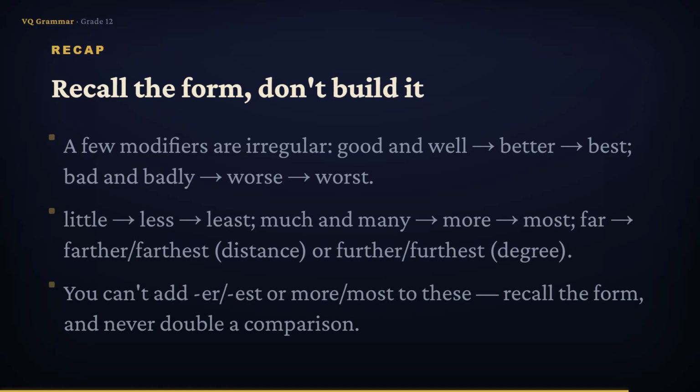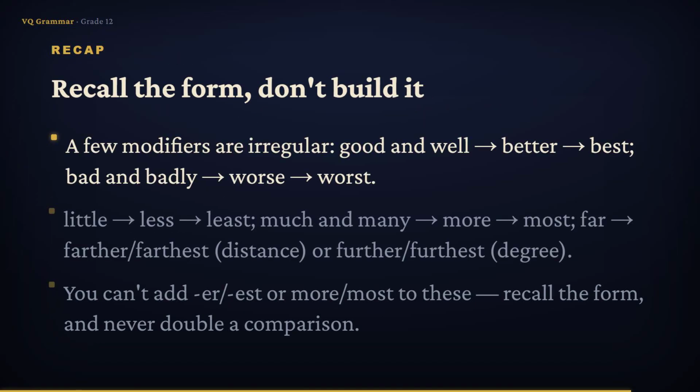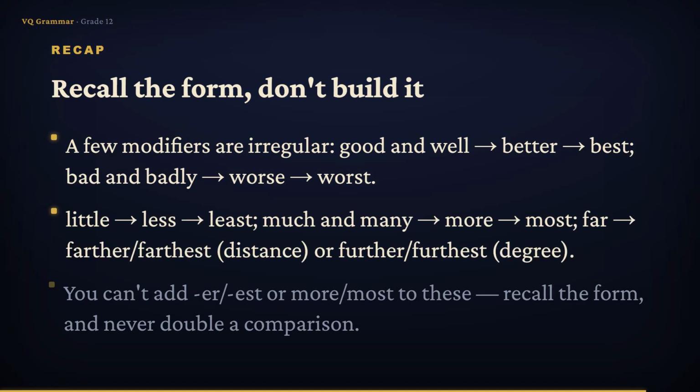Let's gather what we've learned. First, a small group of modifiers is irregular. Good and well both go to better and best, while bad and badly both go to worse and worst. Second, little becomes less and least. Much and many become more and most. And far splits 2 ways. Farther and farthest for real distance, further and furthest for figurative degree.